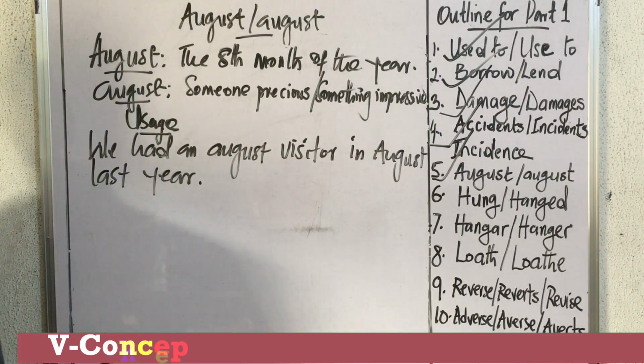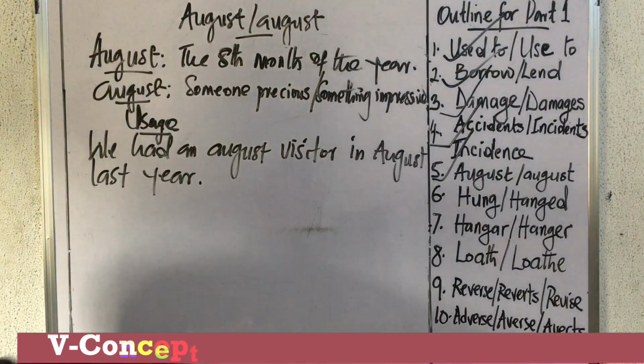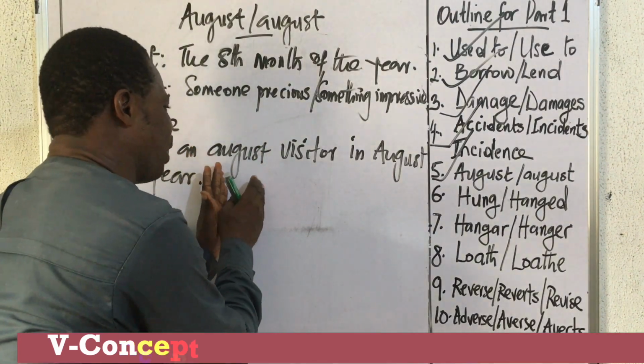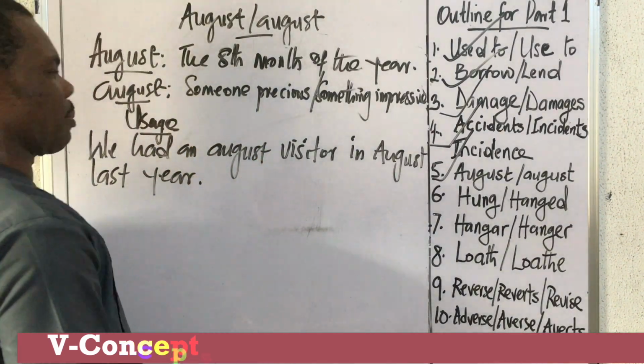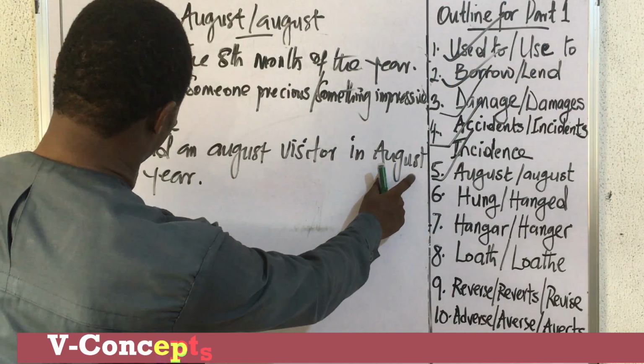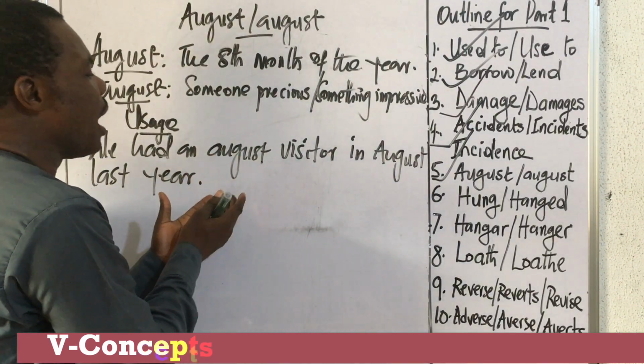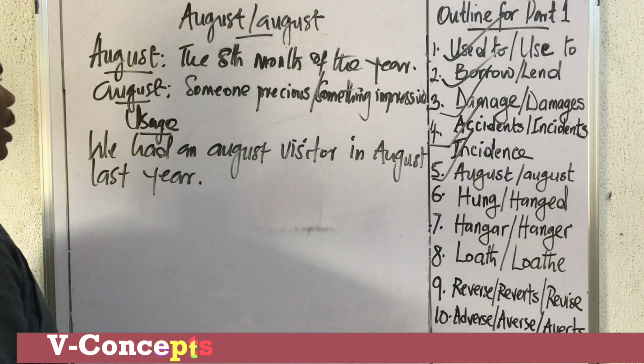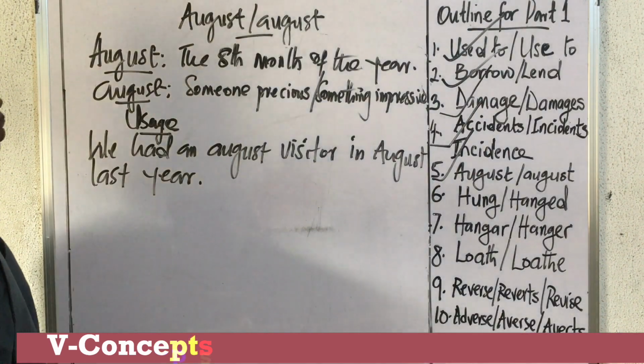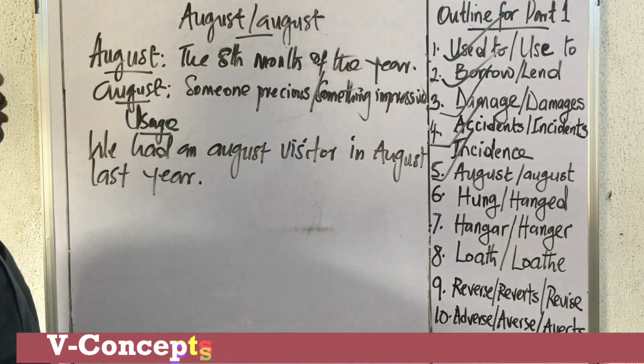We had an August visitor in August last year. What is important is that this august, since it's not at the beginning of the sentence, must start with a small letter. Then August last year is the month, and someone very precious, a visitor that was very dear to us. So we had an august visitor in August last year.